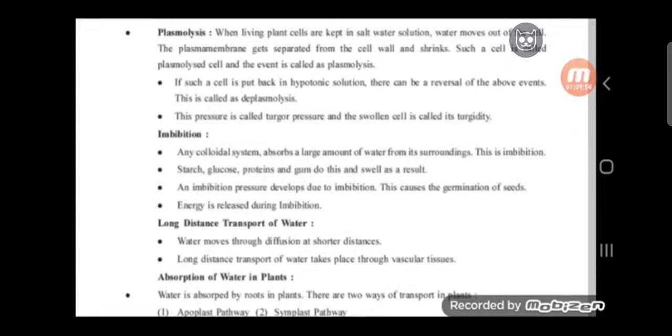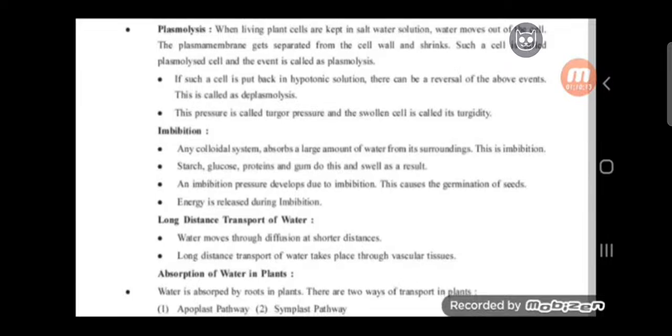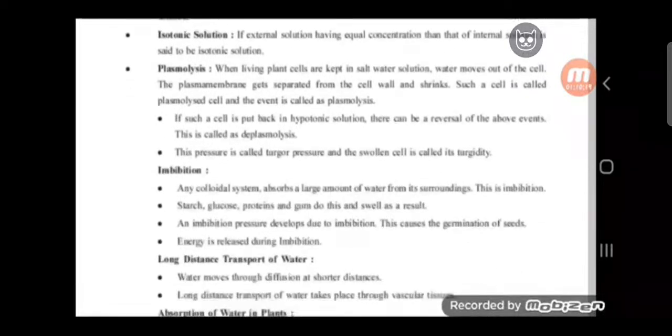If such a cell is put back in hypotonic solution, there can be a reversal of the above events, and this is called deplasmolysis. So if it happens in reverse, then we say it is deplasmolysis. Okay. Now you have learned plasmolysis. Now imbibition.